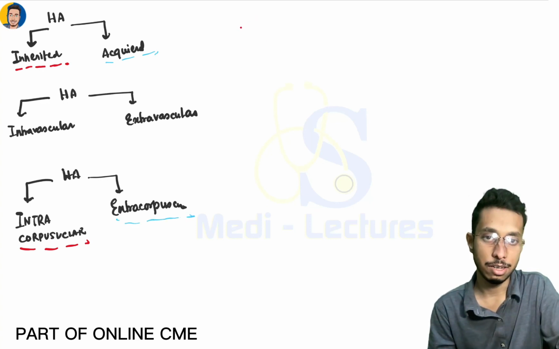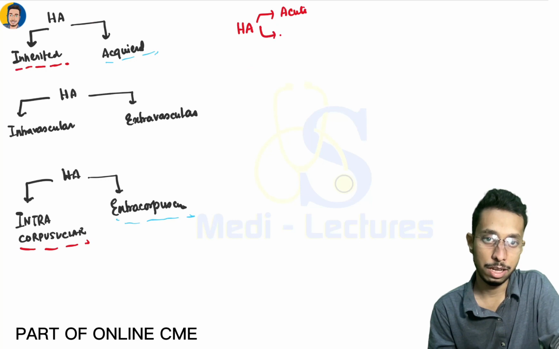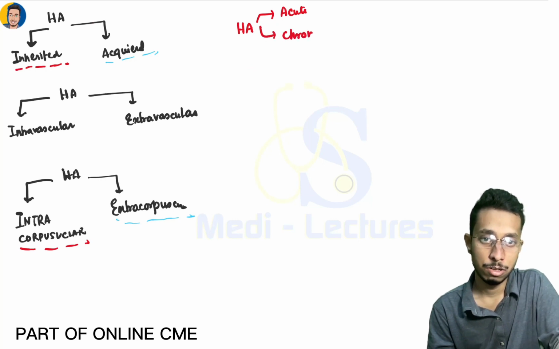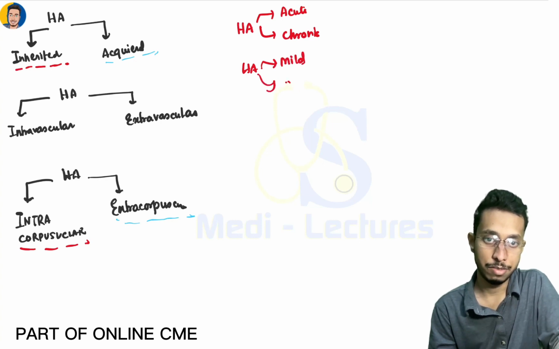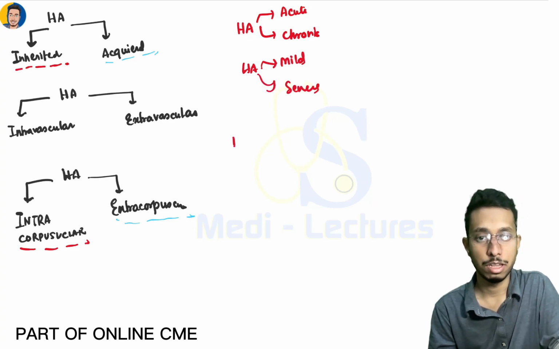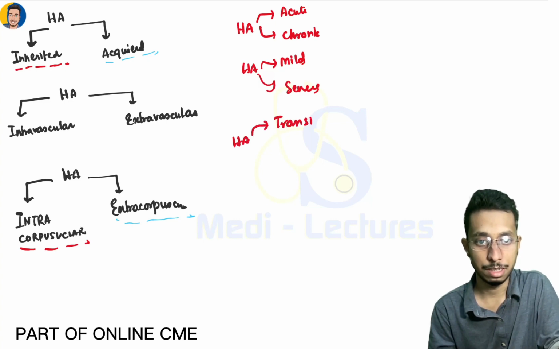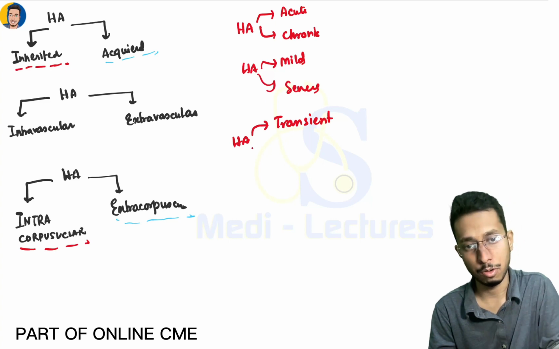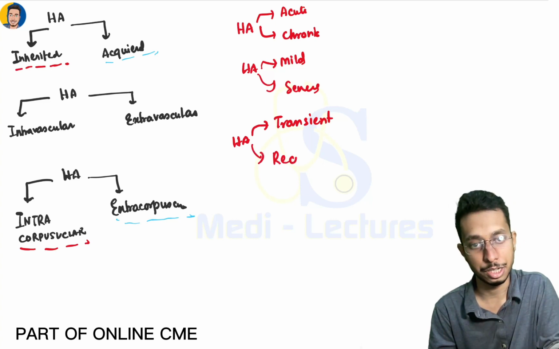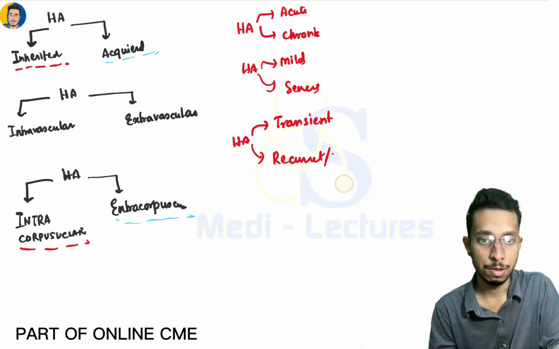Now, for a clinician, the important thing is to note whether hemolytic anemia is acute or chronic, whether it is mild or severe, whether it is transient, that is for only a few times, and whether it is recurrent or persistent.